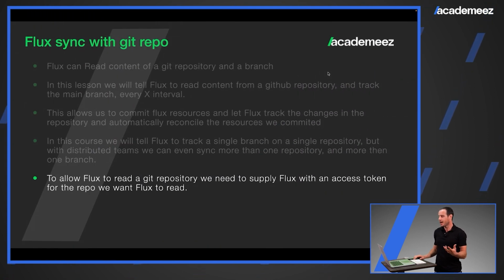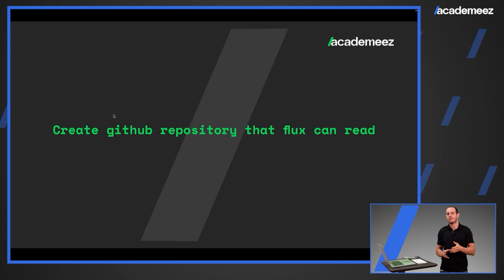So to allow Flux to read content from a GitHub repository, we have to give Flux the proper permissions. So we have to create an access token for Flux and give that access token permissions so Flux can read content from our GitHub repository. So we know that Flux needs to read content from a Git repository. In this lesson, we will work with GitHub. So let's open a GitHub repository for Flux to read the content from.